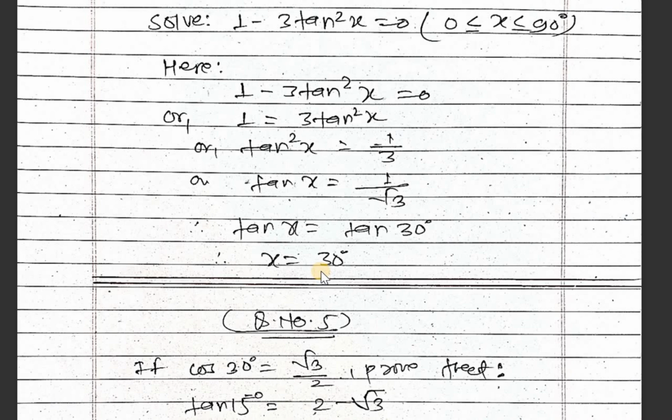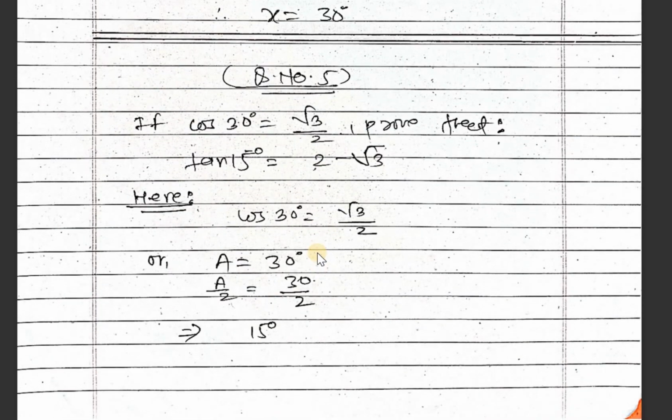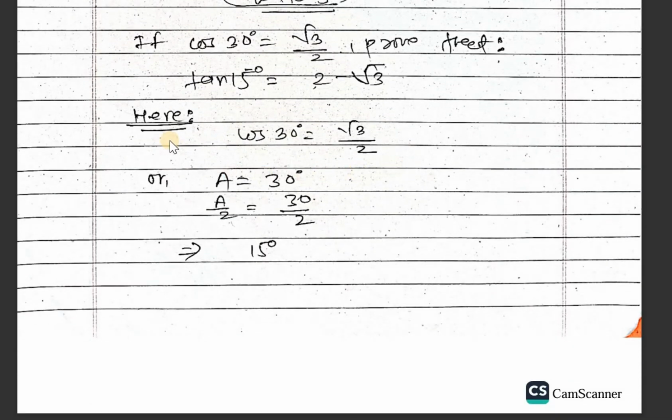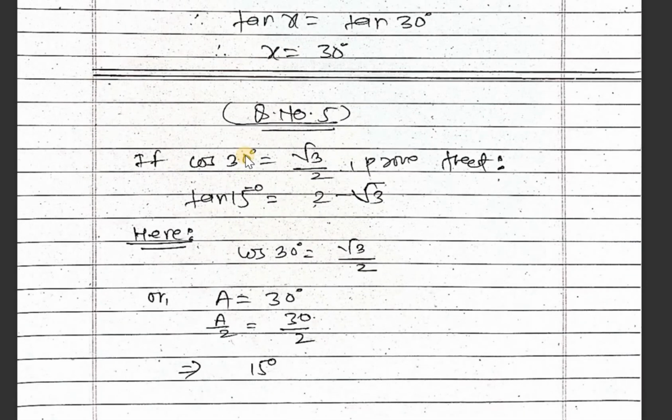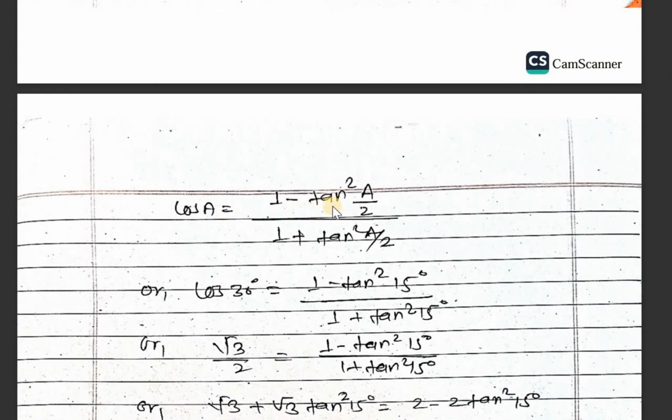and x = 30 degrees. And our next problem is, if cos 30 = root 3 by 2, prove that tan 15 = 2 - root 3. We have cos 30 = root 3 by 2. Let A = 30, so A/2 = 30/2, dividing both sides by 2, then you can get 15 degrees. And we know cos A = (1 - tan² A/2) upon (1 + tan² A/2).